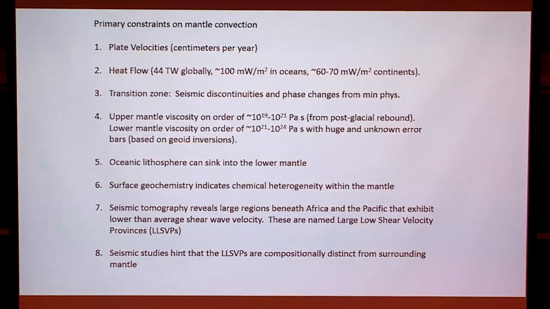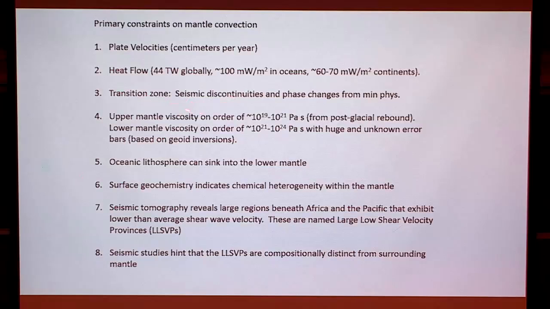Heat flow. So it's around 44 terawatts globally, and I've heard the number 46 thrown around at this meeting, so maybe this needs to be revised a little bit. But basically, in the oceans, we have around 100 milliwatts per meter squared coming out, and that depends on how old the ocean is. And on continents, we have about 60 or 70 milliwatts per meter squared. So this provides us with some budget or some estimate of how much heat the mantle is able to get out.